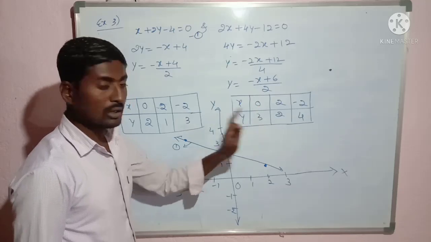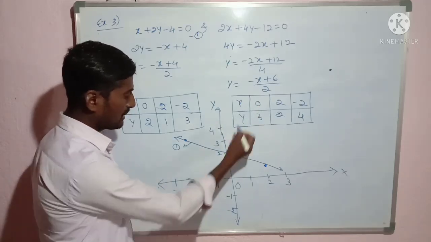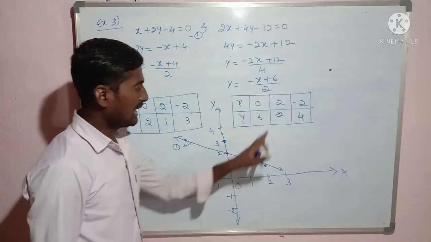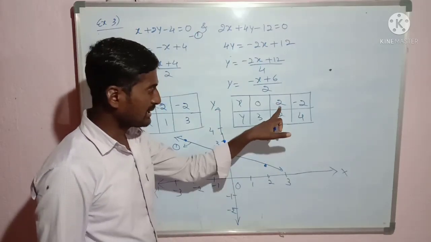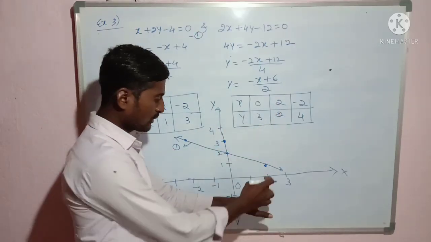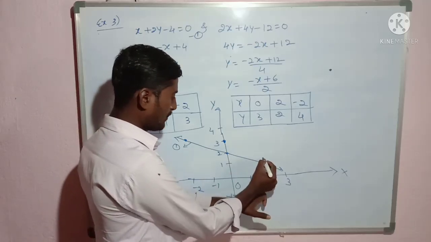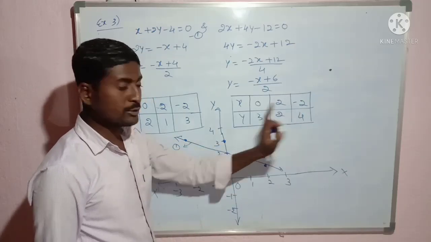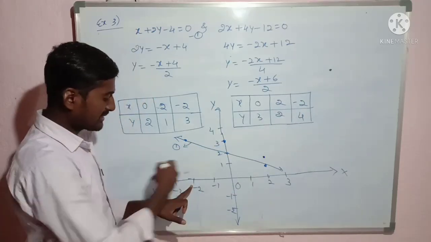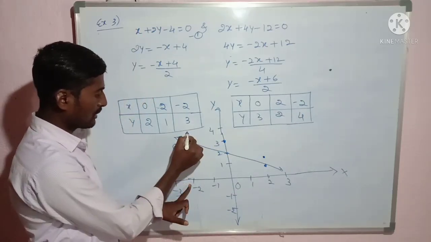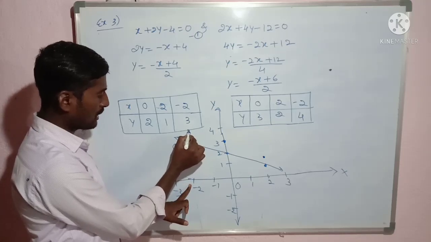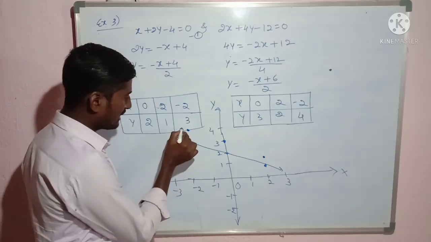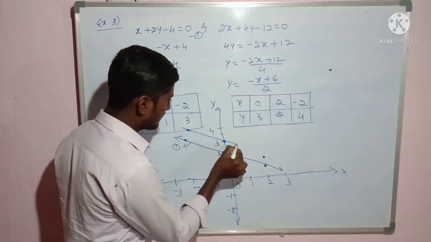So for this, (0, 3), that will be this position. And one more is (2, 2). The x coordinate is 2, the y coordinate is also 2. Maybe this point will be at this position. And next (-2, 4). On the x-axis minus 2, on the y-axis it is 4. The point will be at this position. Now again I have to draw the line by combining these points.